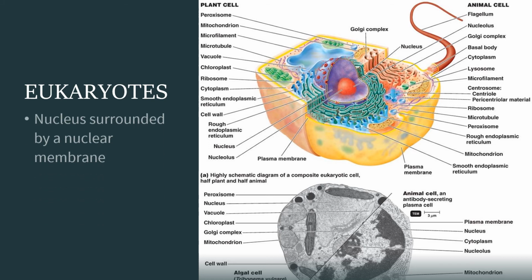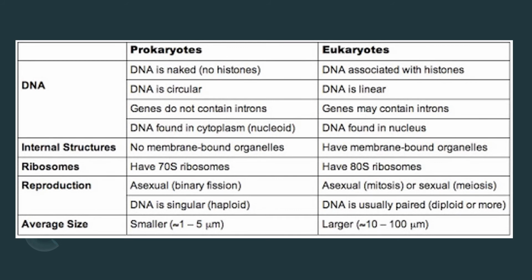Next up, we have the eukaryotes. Eukaryotes, on the other hand, are organisms that have a nucleus surrounded by a nuclear membrane. Plants and animals are considered to be eukaryotes. The cells of eukaryotes are called eukaryotic cells, and they are definitely bigger in size as compared to prokaryotes. The structure of eukaryotes is also far more complex than prokaryotes. In this table, we compare how prokaryotes and eukaryotes are different in terms of the DNA, the internal structures, the size of the ribosome, how they reproduce, and their average size.